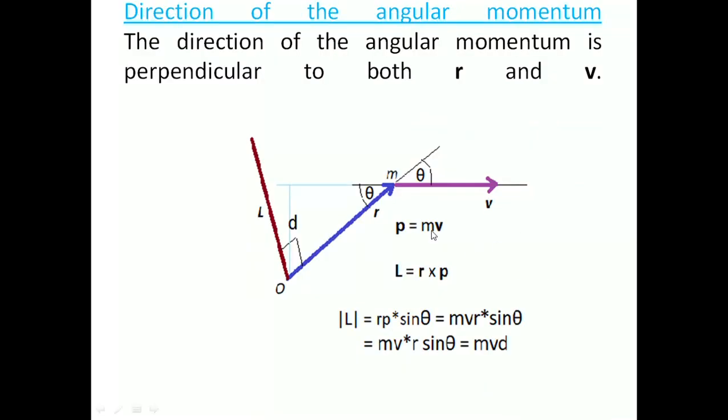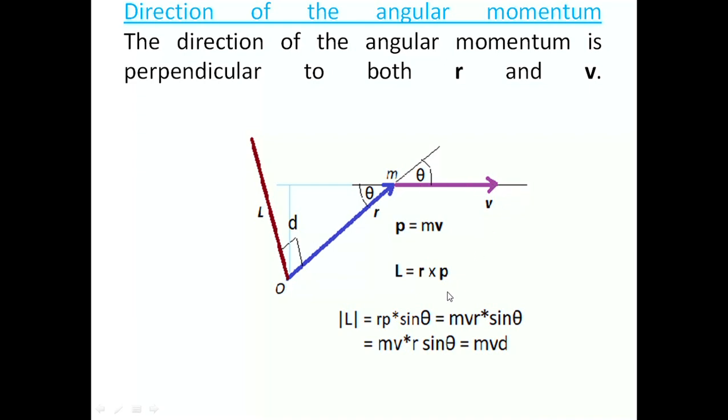Consider a particle with mass m with velocity v. So its linear momentum p equals mv. Its direction will also be the direction of velocity. Now, by definition, the angular momentum L will be the cross product of r and p. So it is a cross product and it will have a direction, and the direction will be along this line which is perpendicular to the plane containing r and v.